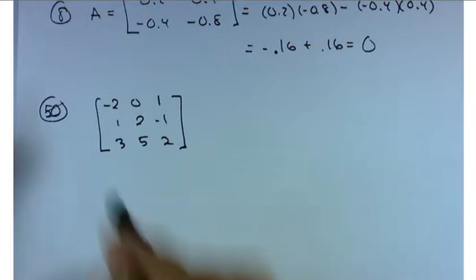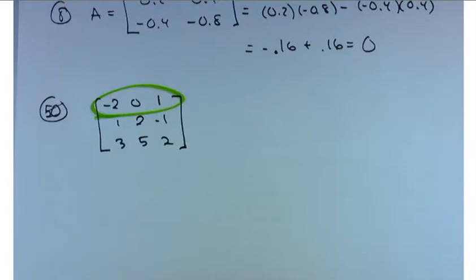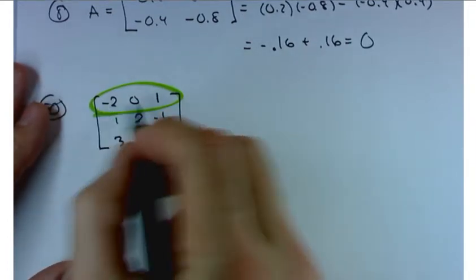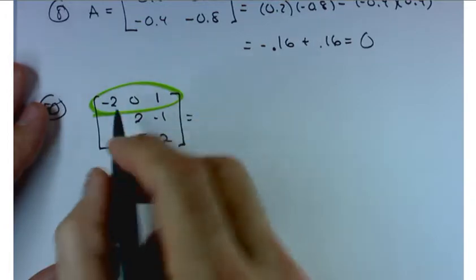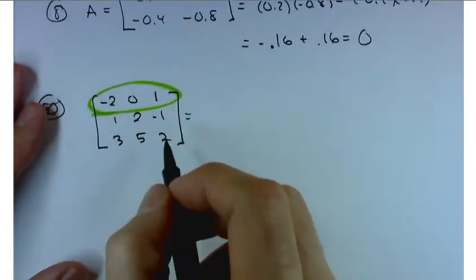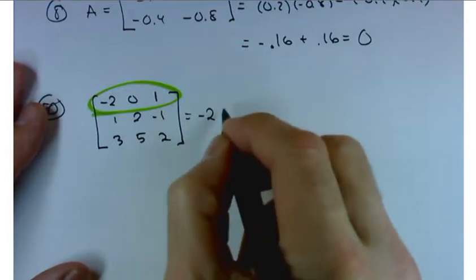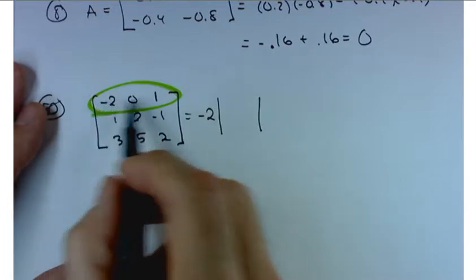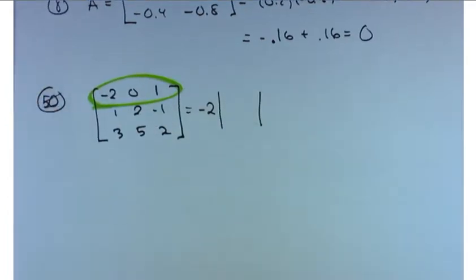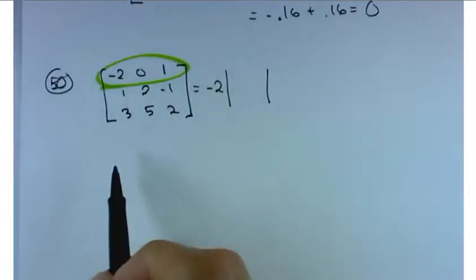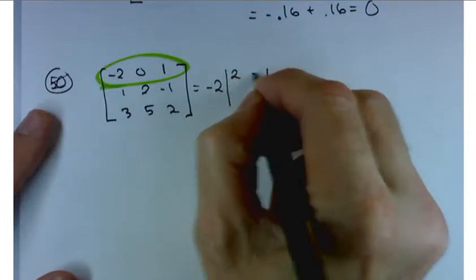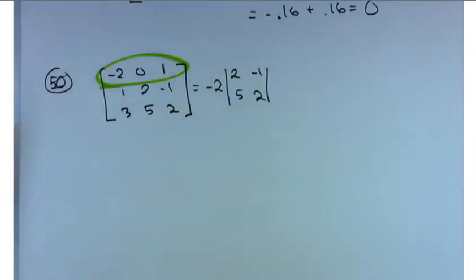So the way I would typically do this, like in a Math 1150 class, is I go across the top row. And you go across the top row, and one at a time, multiply each of these terms by what's called the minor or cofactor. We're going to start by taking -2 times the determinant that would be left if I crossed off the top row and the first column. So if I cross off the top row and the first column, I'm left with a little 2 by 2 matrix. So it's going to be 2, -1, 5, and 2.